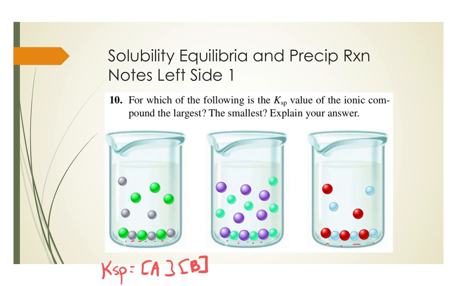So in this one, if I call the green one A, we have 3 particles of that. If I call the gray one B, we have 3 particles of that. So the KSP here would be 9 something, right? Over here, I've got 1, 2, 3, 4, 5 of each. So that would be 25. Over here, I've got 2 of each. So that would be 4. So which is the highest KSP value? And this one would be the lowest KSP value.